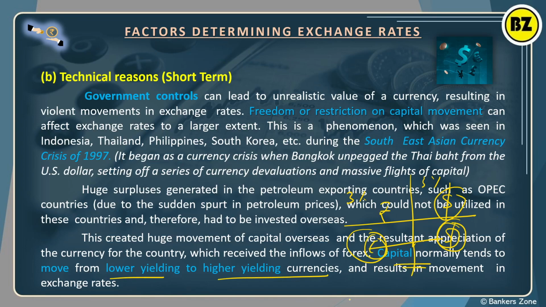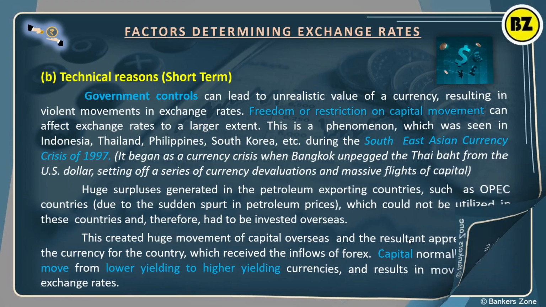And that's why, due to the movement of the capital, again the rate of exchange of the dollar to rupee will fluctuate, and these are the short term technical reasons for what? For the exchange rates. Okay, so these are the technical reasons.